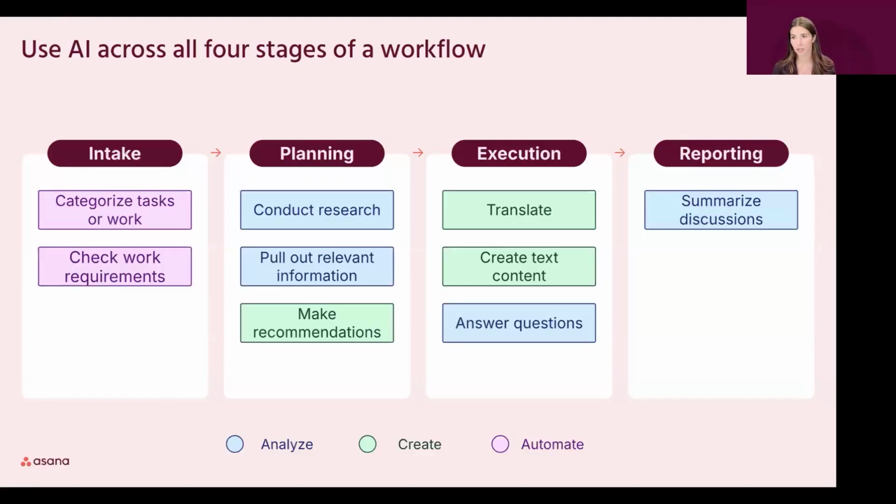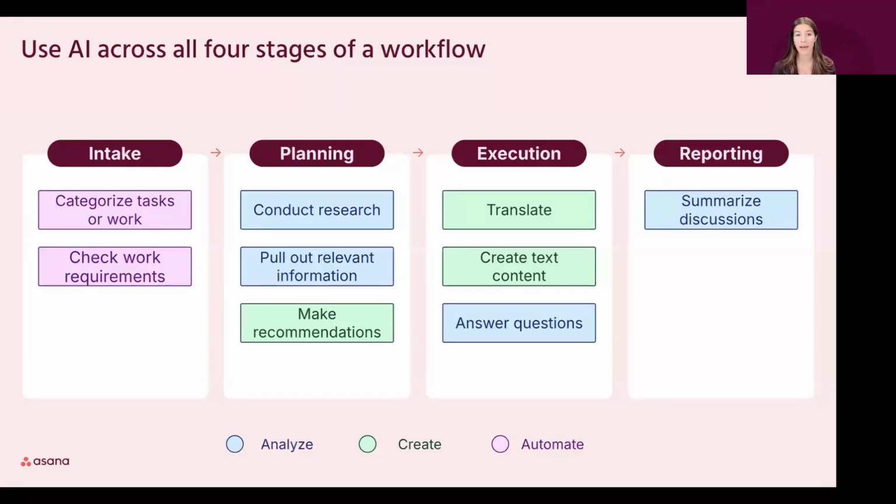When it comes to execution, execution might look different depending on the type of work you're doing. But the ways that AI can help are with things like translation, creating text content, where the opportunities are endless, and also answering questions based on sources.